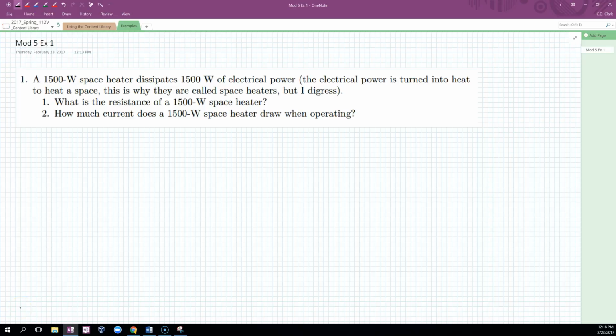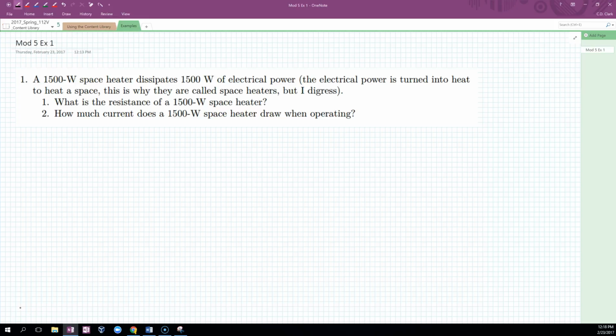So this is example 1 in module 5. Again, I'm going to assume that you've already worked this problem. The example is about a space heater. Space heaters are just appliances that turn electrical power into heat. And the example here is a 1500 watt space heater.